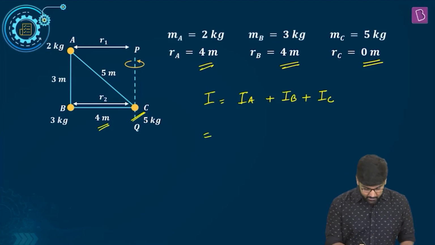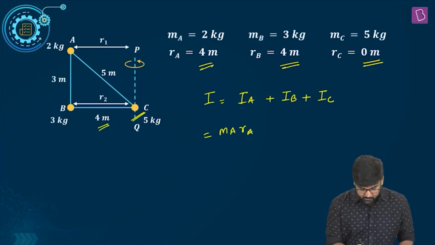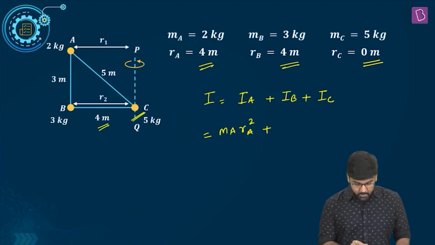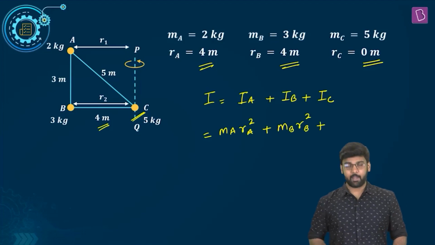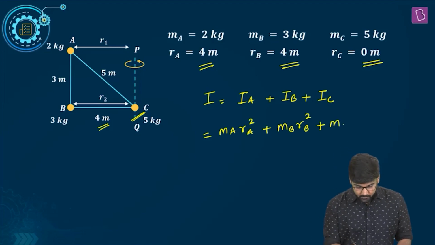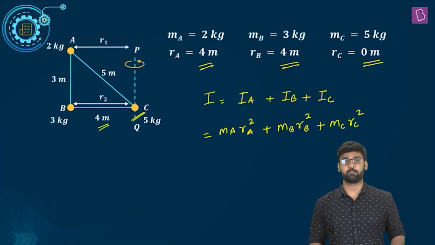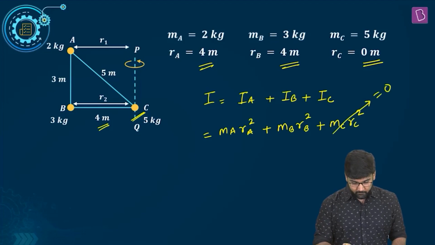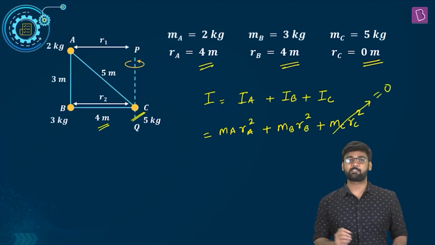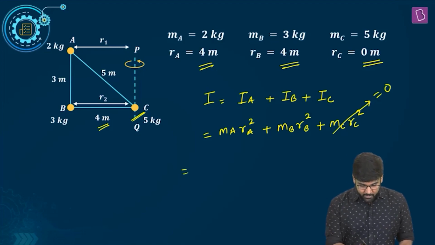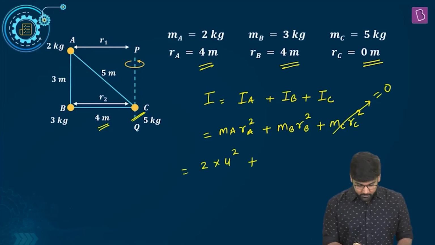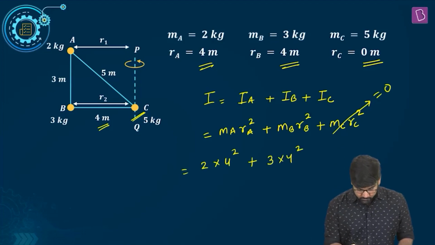IA can be written as MA into RA square, plus IB will become MB into RB square, and IC can be written as MC into RC square. Now we know that the value of RC is 0, so we can directly write the third term will become 0. And let's substitute the values in the first and the second term. So this becomes MA is 2 into 4 square plus MB is 3 into 4 square.